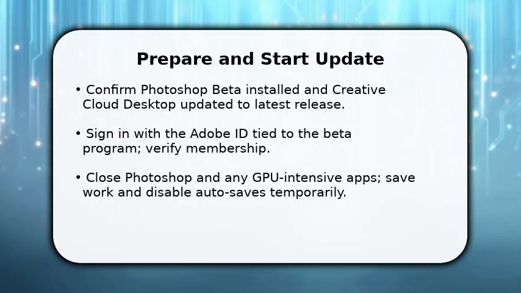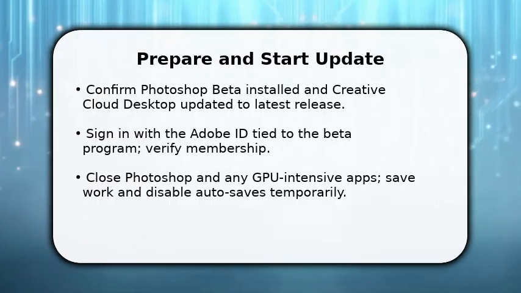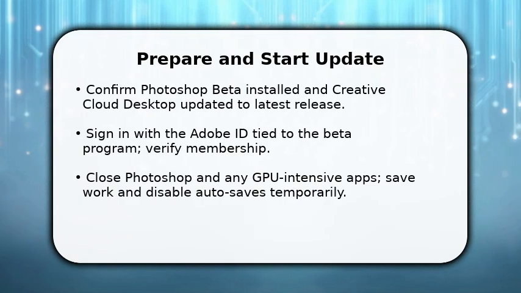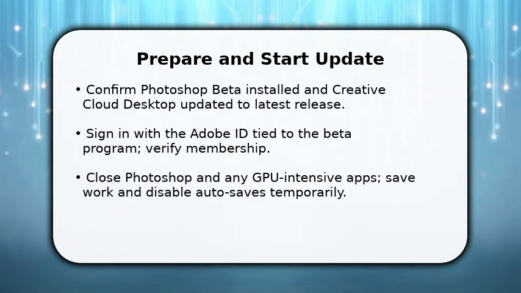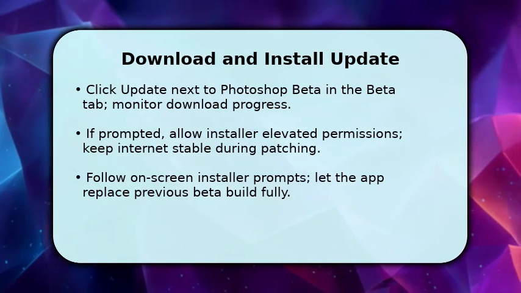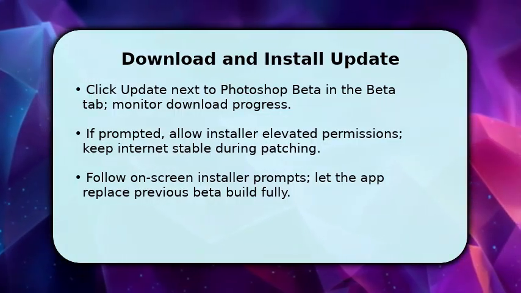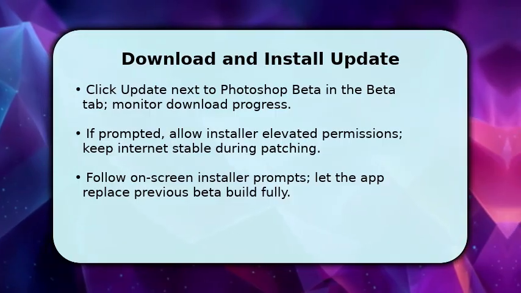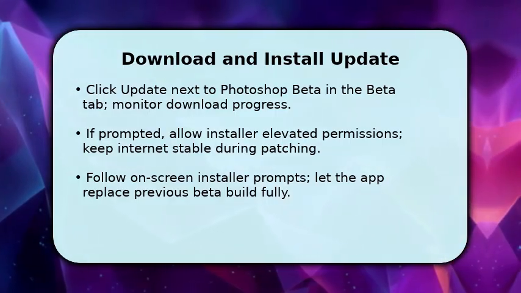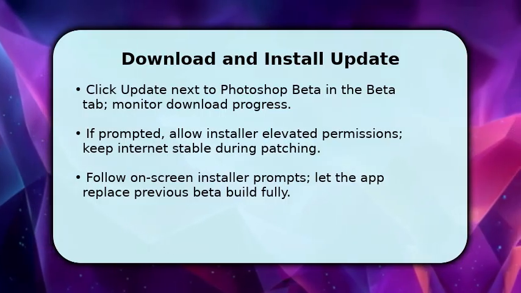Manage the beta from Creative Cloud rather than an app auto-update. This central control avoids mismatched builds. Once you click Update in the Beta tab, Creative Cloud will fetch the new build. You'll see progress and estimated time. Make sure to allow any permission prompts or admin elevations. This ensures files are replaced correctly.